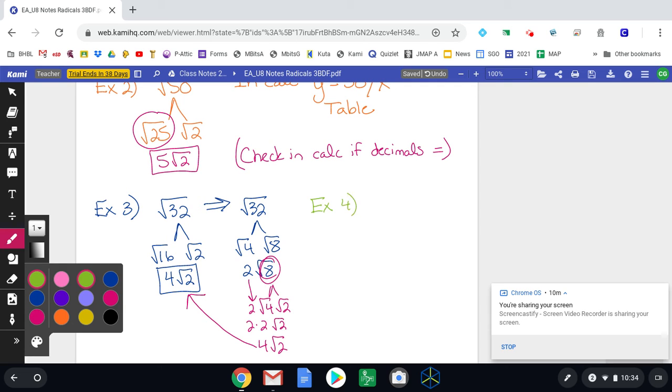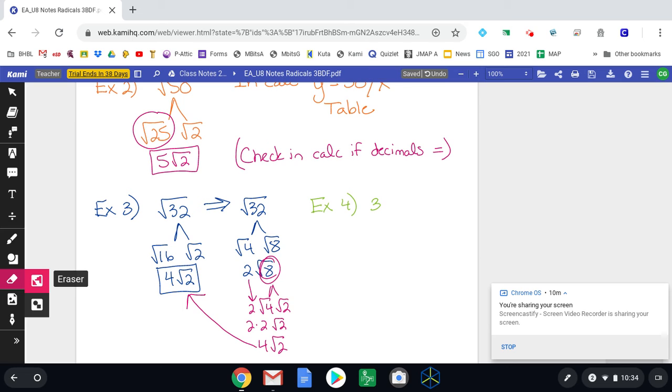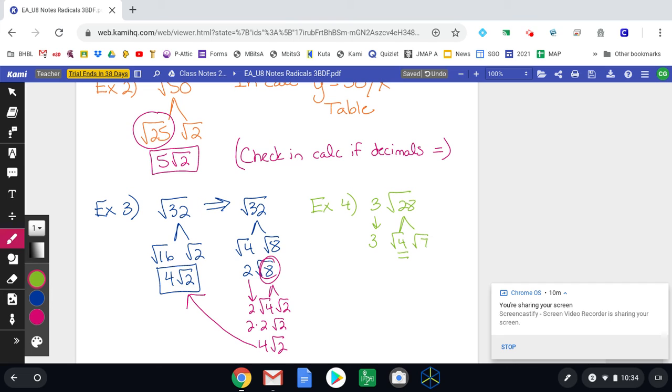Okay. What if I have a number out in the front? So let's say I put a number here. So let's say 3. And we're going to do radical 28. So what I'm going to do is bring the 3 down. I'm going to break this into radical 4 times radical 7. That 4 is the perfect one. So 3 times 2 radical 7, giving me 6 radical 7.